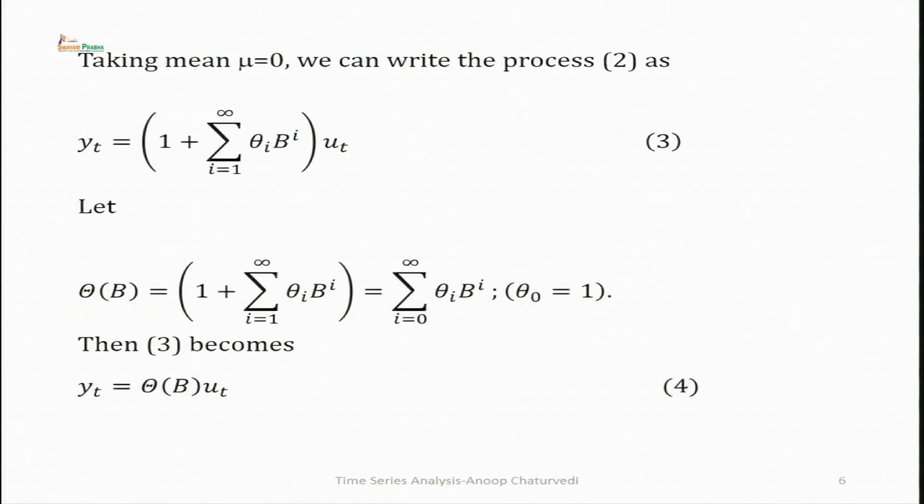Now, suppose you take mean mu equal to 0, then you can write the general linear process as y_t equal to (1 plus summation i equal to 1 to infinity theta_i B to the power i) u_t. And then we write theta(B) equal to 1 plus summation i equal to 1 to infinity theta_i B to the power i, or you can also write it as summation i equal to 0 to infinity theta_i B to the power i, where theta_0 is equal to 1. Then you can write this general linear process 3 as y_t equal to theta(B) u_t.